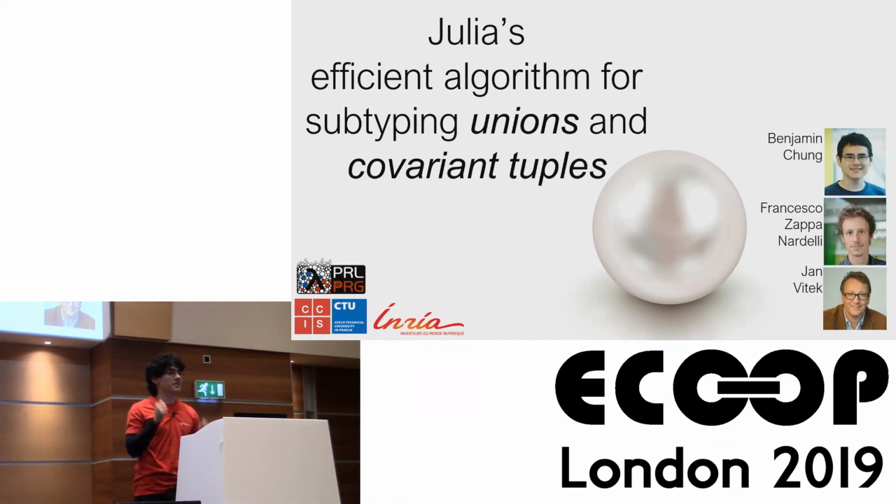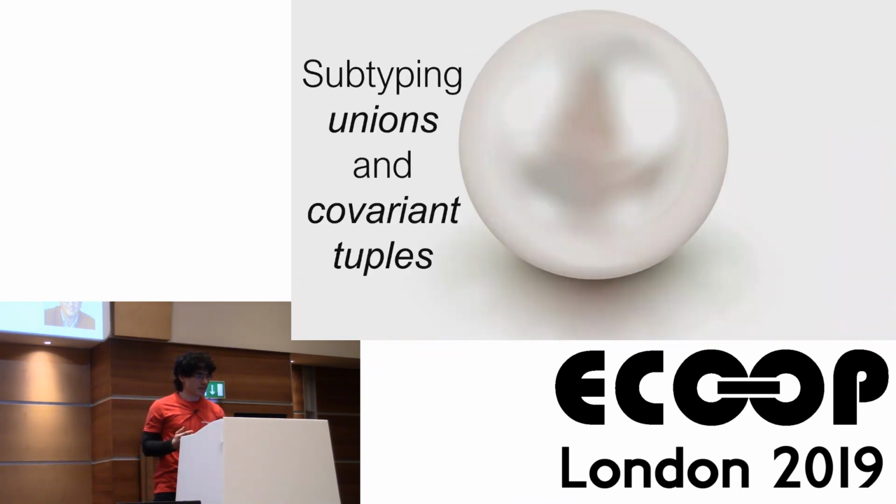Is this on? Yes, okay, good. So this work is focused on describing and proving correct the subtyping algorithm that Julia uses to decide subtyping between unions and tuples. This algorithm probably isn't new to Julia, though we're not exactly sure about that. We've been told that this algorithm has existed as tribal knowledge in the subtyping world for some time, but we haven't found a specific example of it. If you know of one, we'd be really excited to hear about it.